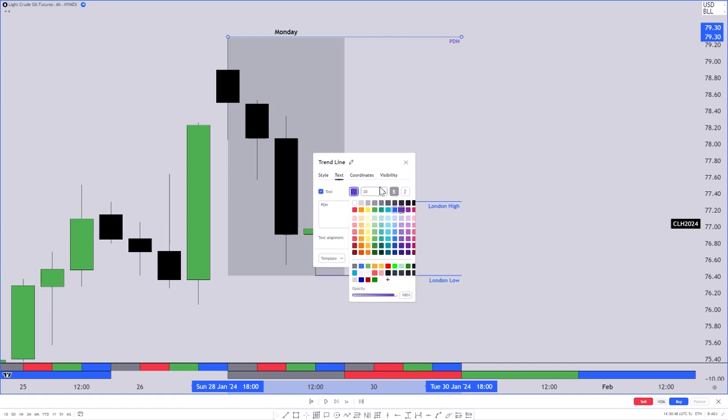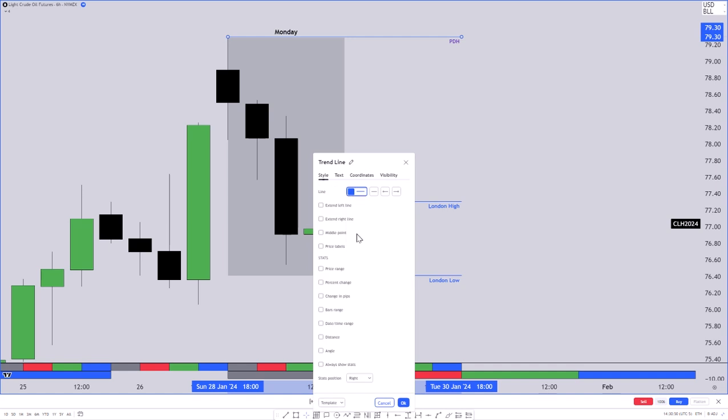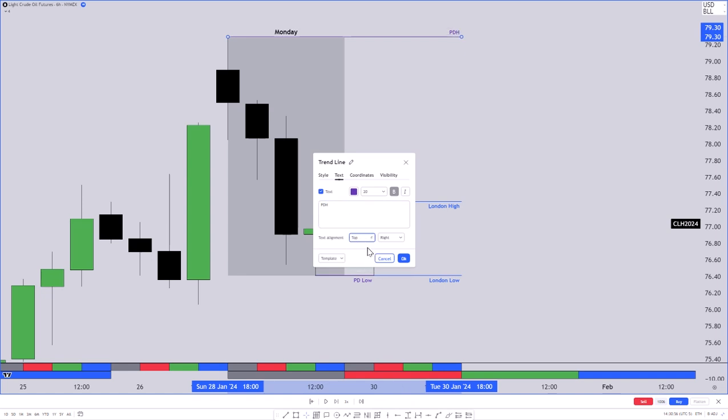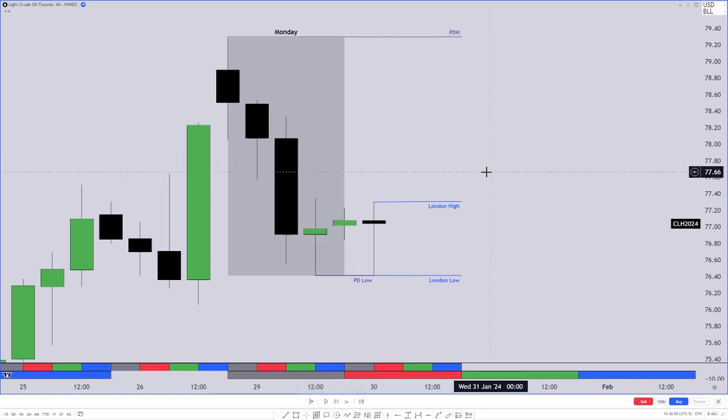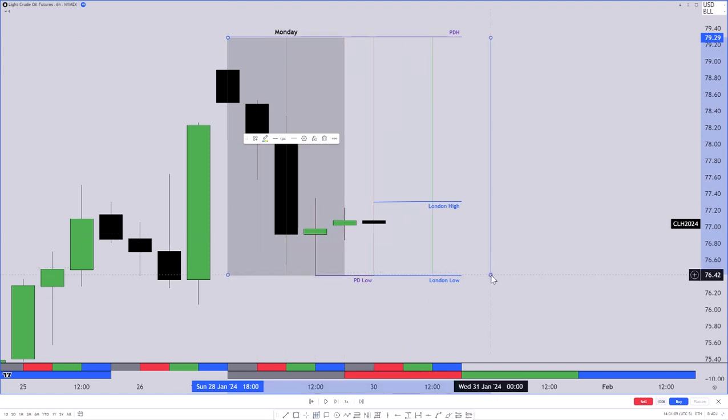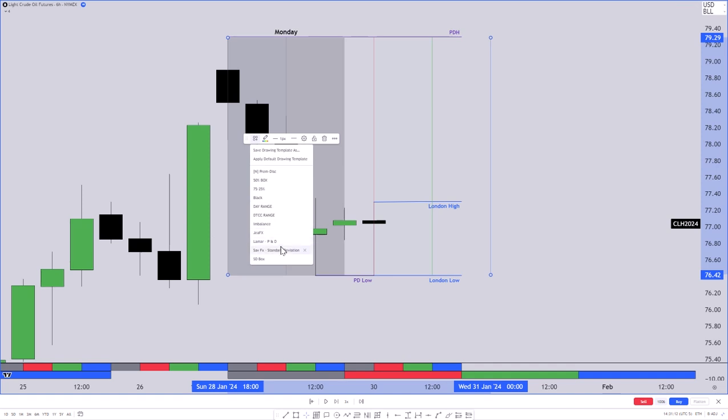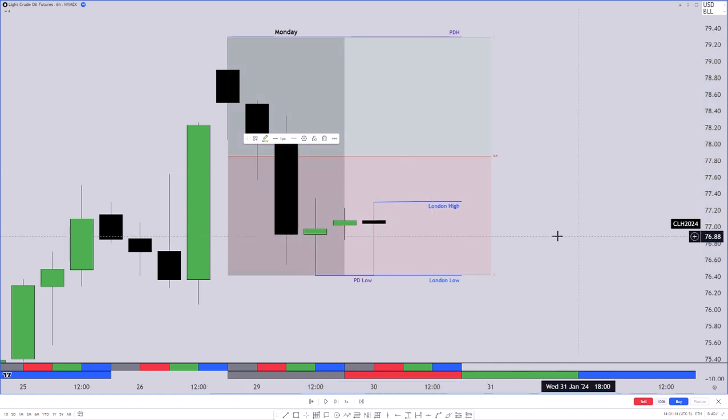Okay, let's switch up the colors just a bit. Perfect, perfect, perfect. Right, so initially, divide this range from this high to the low, like this, right? Premium and discount. In which range are we in? We're within the discount range of the previous day range. This is initially how you want to identify your premium and discount, right?